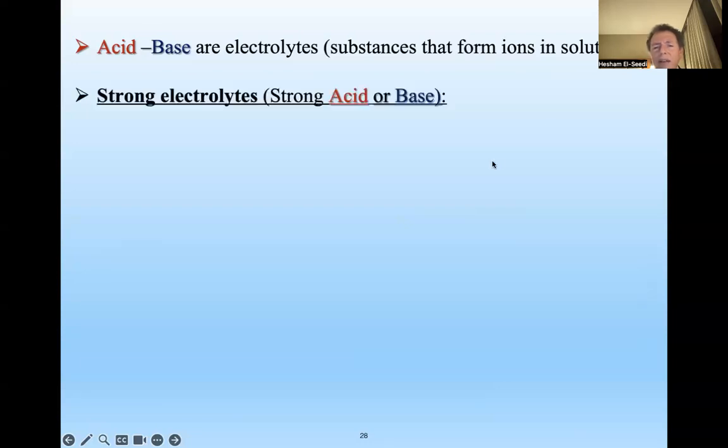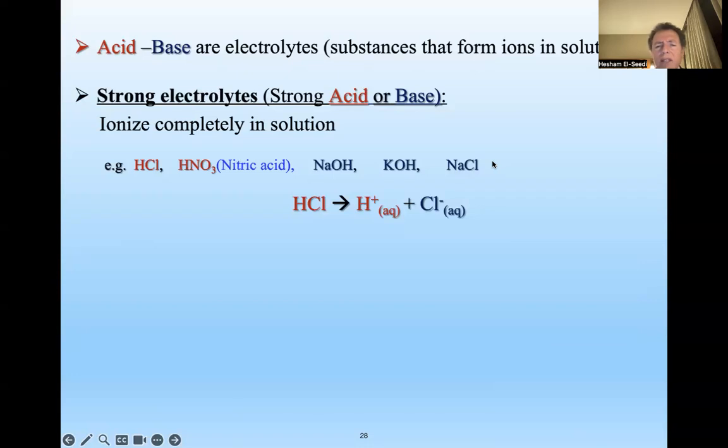So if you take a strong electrolyte, like a strong acid or a strong base, for example HCl, it is a strong acid, and nitric acid is a strong acid. That's why you have to be very careful when you work with acids, because they can really burn your hand. It is very dangerous. Also, if you work with strong bases like sodium hydroxide or potassium hydroxide. So for strong electrolytes like a strong acid, for example HCl, it will dissociate to hydrogen and chloride.